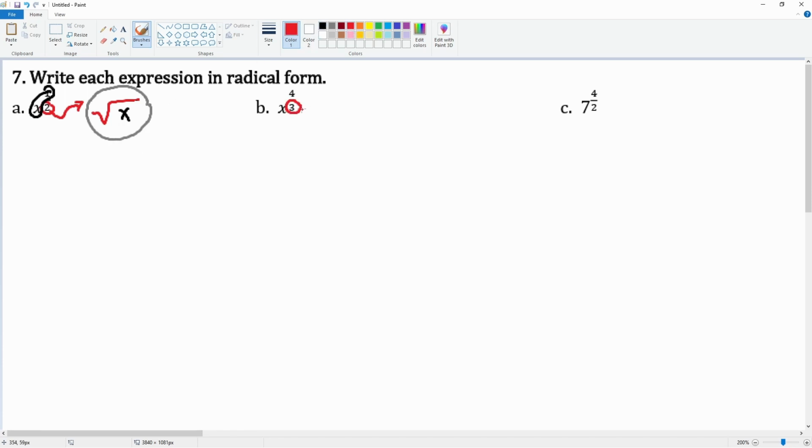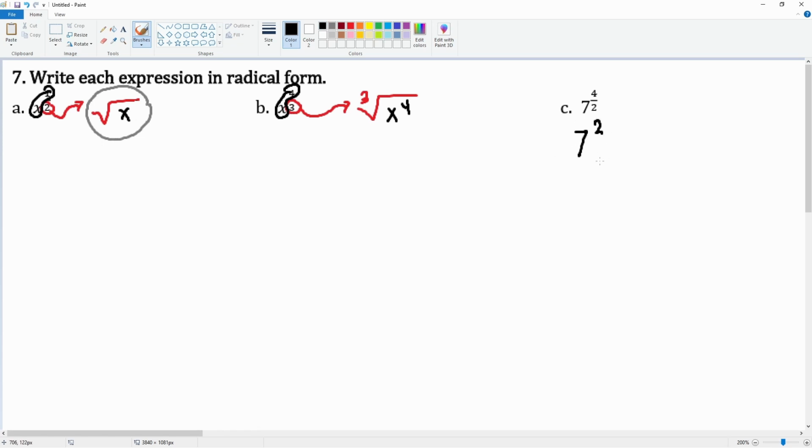Same thing here. X to the third goes into the balcony, the cube radical. And then everything else is inside, x to the 4th power. There you go. Okay. Number 7, C, you can actually simplify this. You know what's 4 over 2? Well, 4 over 2 is just 2. So this is x to the 2nd power.